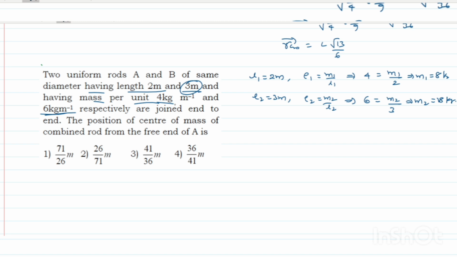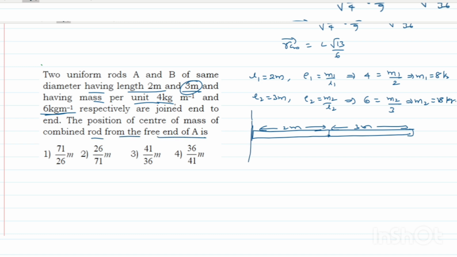So here two rods are given. One rod has a length of 2 meter and one more rod is 3 meters. They ask for the position of the center of mass of the combined rod from the free end of A. So this is your origin, students. This is rod A and this will be rod B. From the free end they are asking, so where will the center of mass be located?